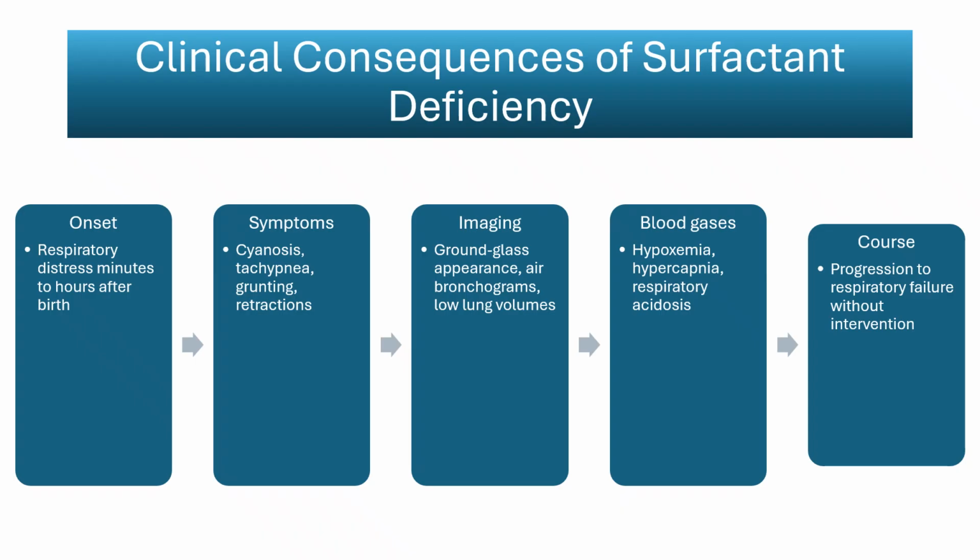Blood gas analysis reveals hypoxemia, hypercapnia, and respiratory acidosis as ventilation perfusion mismatch and poor compliance worsen. Without intervention, these infants progress quickly to respiratory failure. These characteristic features form the diagnostic pattern of neonatal respiratory distress syndrome and highlight the physiologic cascade described in earlier slides: loss of alveolar stability, reduced compliance, and gas exchange failure.